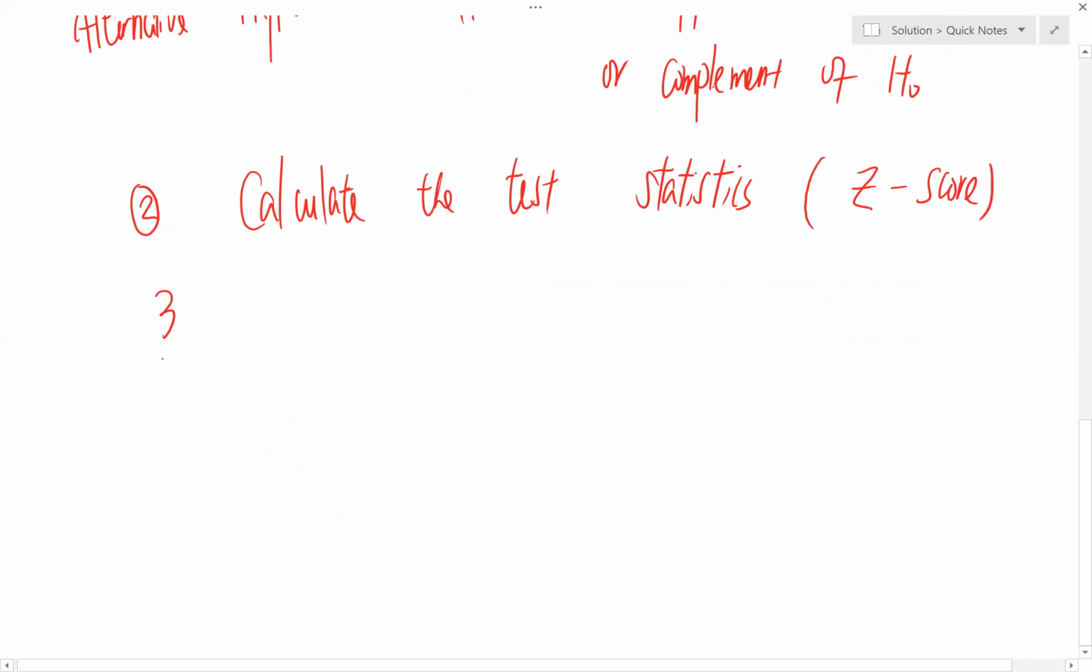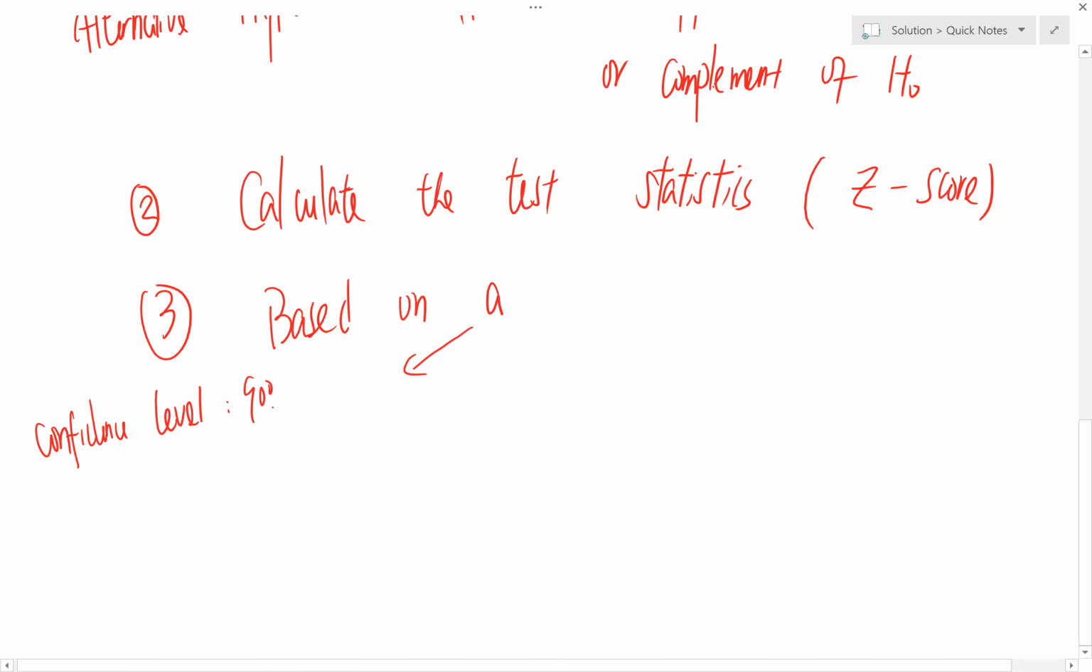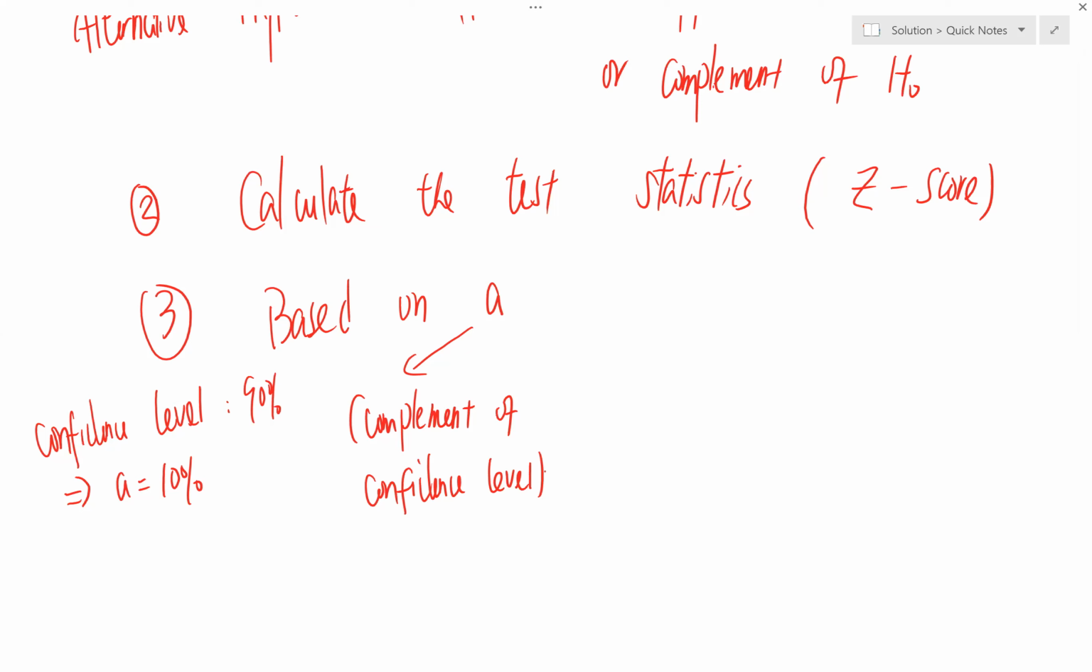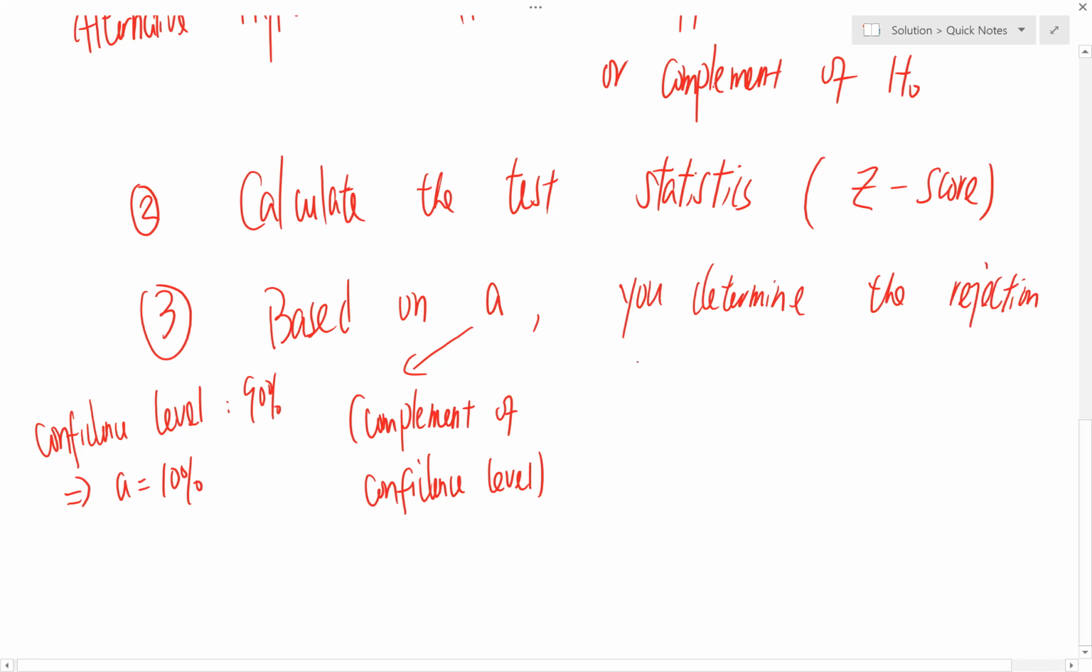The third step is based on alpha. Alpha is the complement of the confidence level. If the confidence level is 90%, then alpha is 10%. If it's a 95% confidence level, then alpha is 5%. That's also given or predetermined. So based on alpha, you determine the rejection region and non-rejection region. The rejection region tells us to reject H0, the null hypothesis. In the non-rejection region, we fail to reject H0, or we do not reject H0.